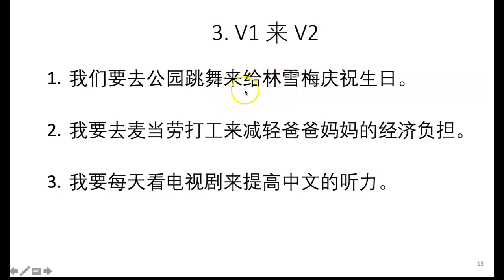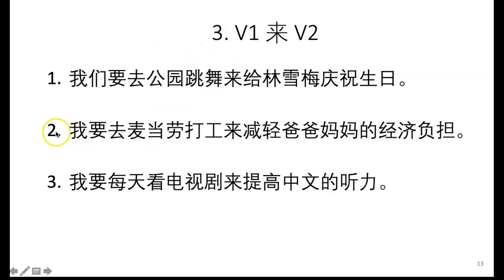Now these two actions are connected by 给. The second action is the purpose of the first one. So the reason why we go to the park to dance is to celebrate Lin Xuemei's birthday. So this is our goal of the first action.